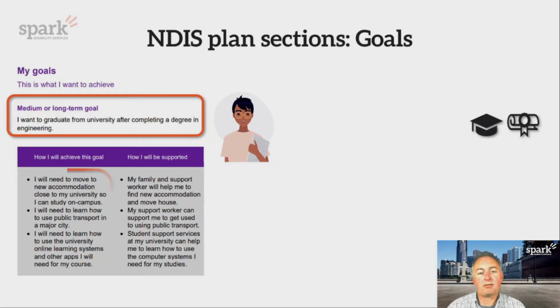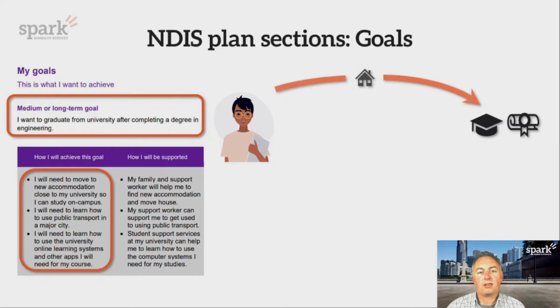Now, as part of that longer term goal, there are some steps that we identified that they would need to complete to be in a position to graduate from university. The first of those was finding new accommodation to allow them to be close to university and be able to attend classes in person. So that's step 1.